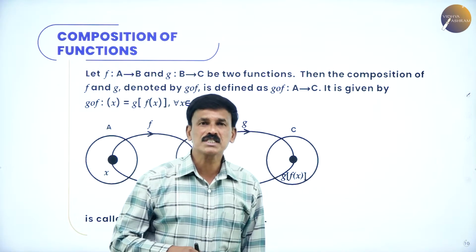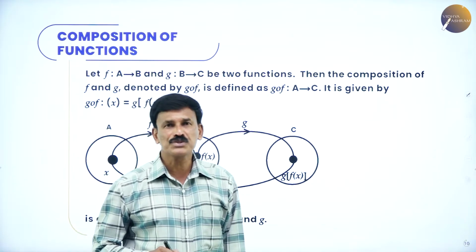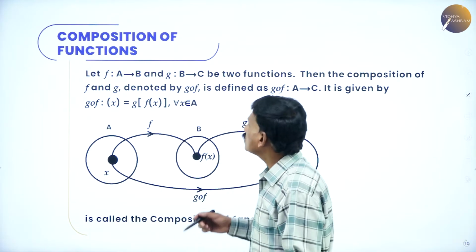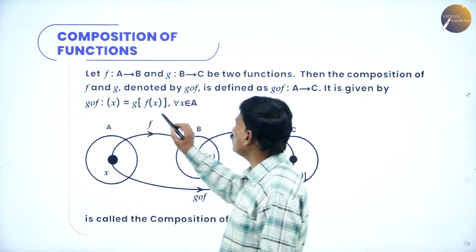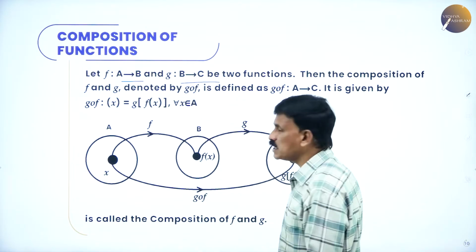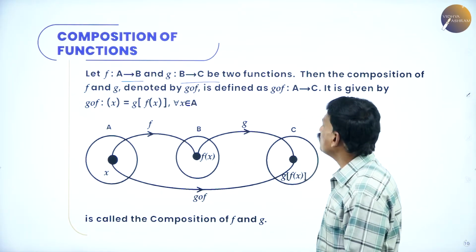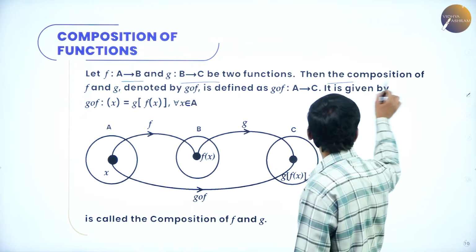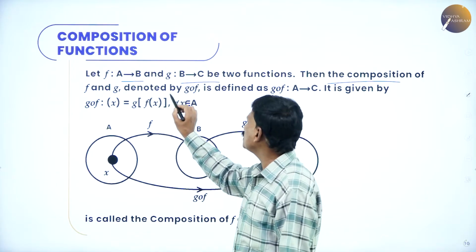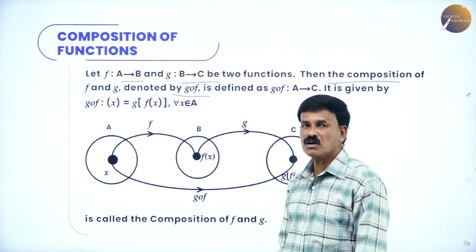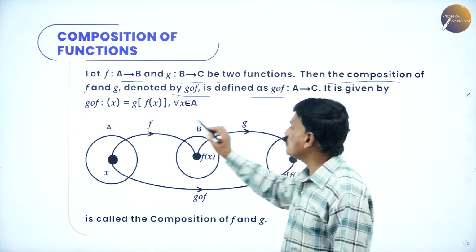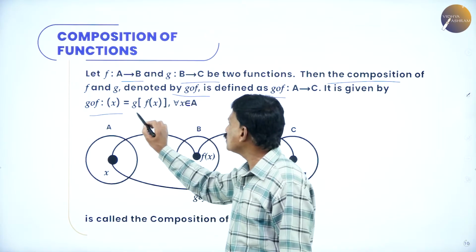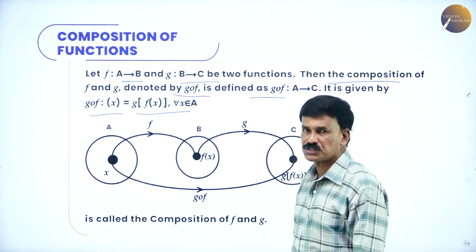Now let us come to the next concept, that is composition of function. So composition of function, this is also an important concept. Let f from A to B and g from B to C be two functions, then the composition of f and g is denoted as g naught f, GOF, and it is defined as g naught f from A to C. It is given by g naught f of x is equal to g of f of x for all x belongs to A.